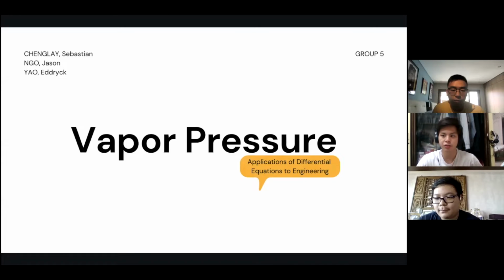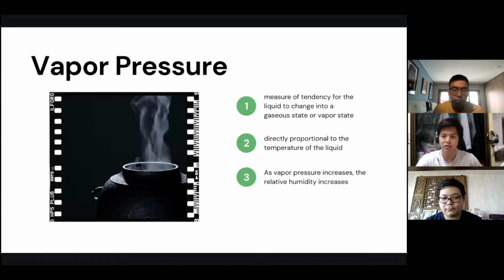Today we are going to discuss the applications of vapor pressure in differential equations. Vapor pressure is an important element in liquids as it is the measure of tendency for the liquid to change into a gaseous state or a vapor state. Vapor pressure is directly proportional to the temperature of the liquid and it determines what state the liquid will behave in. It also affects the humidity of the air, or the amount of water vapor present in the air. As vapor pressure increases, the relative humidity increases too.